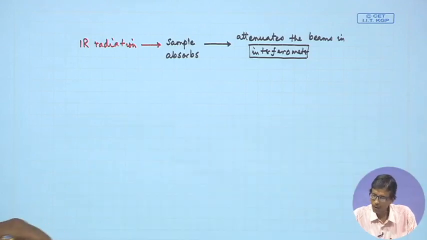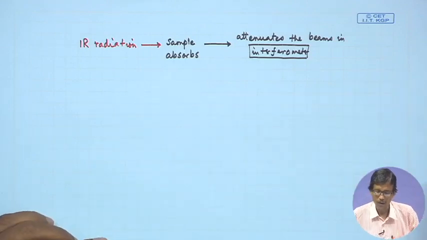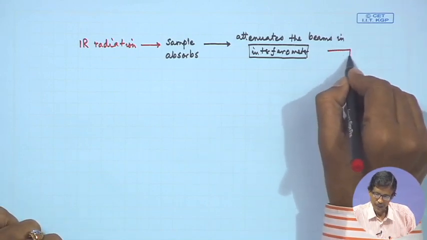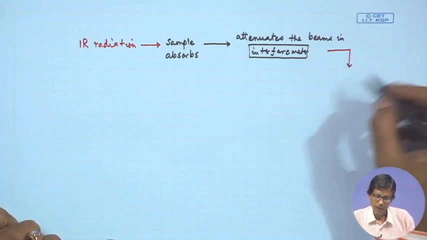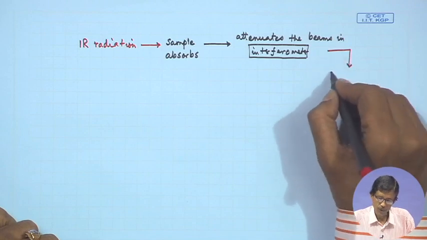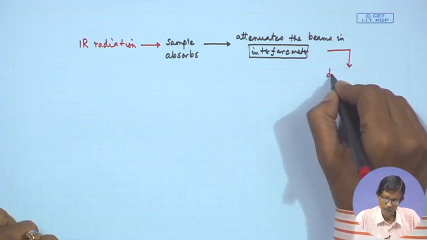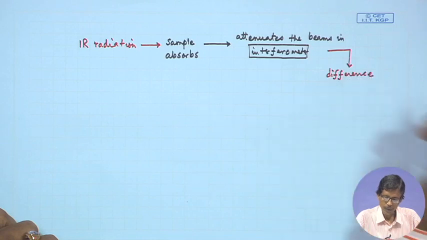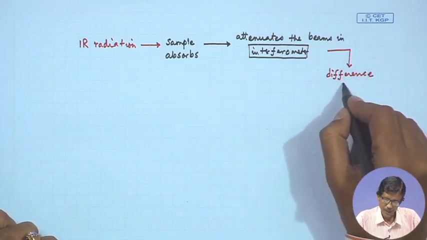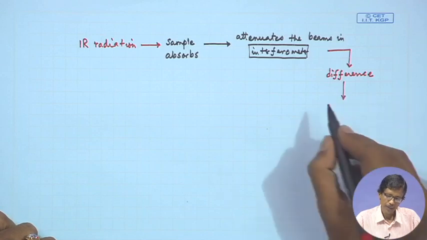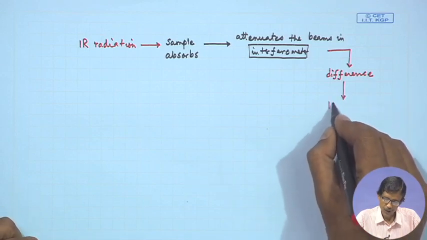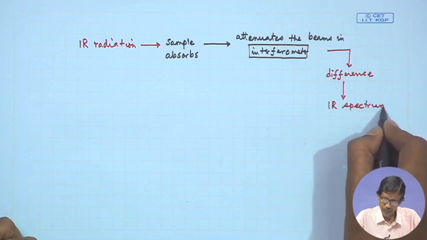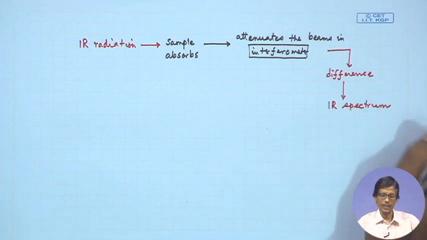So, the very basic part, the heart of the instrument, is your interferometer, and this change gives some difference due to this attenuation. Ultimately that difference is measured or counted in the corresponding IR spectrum. So, finally, we get that particular IR spectrum.